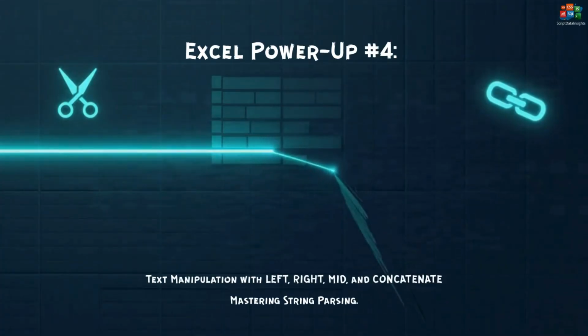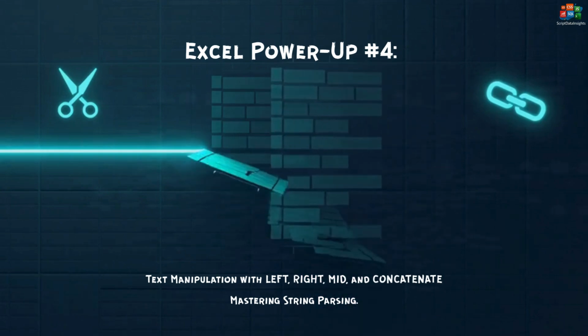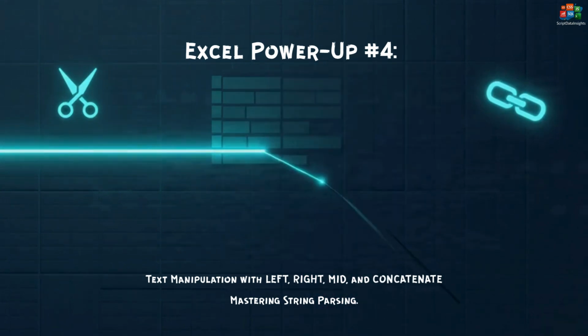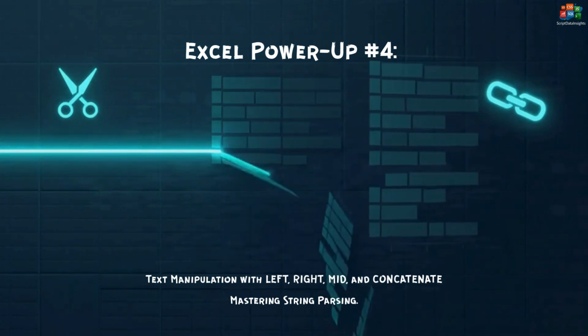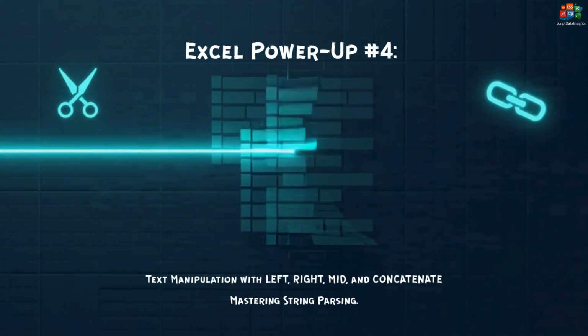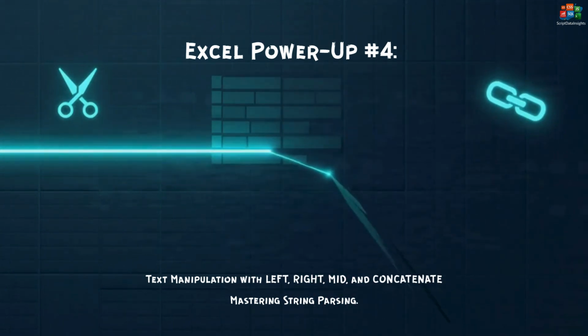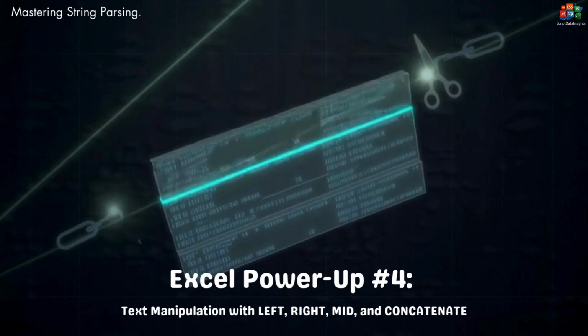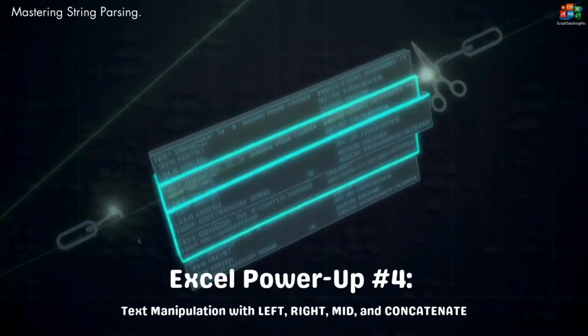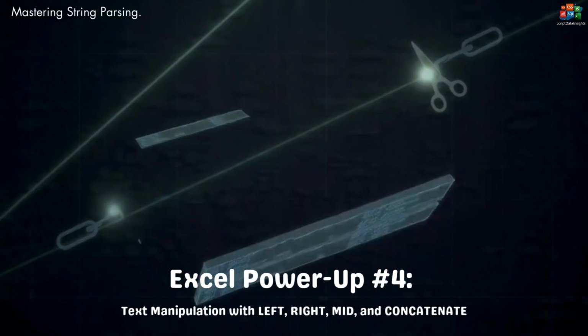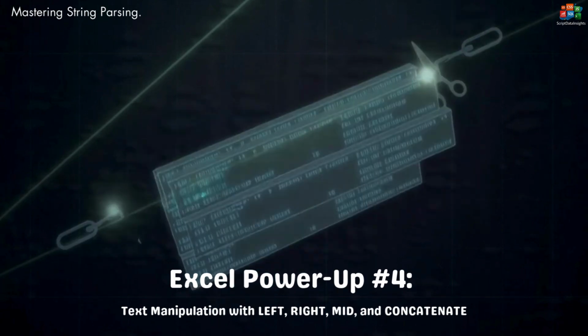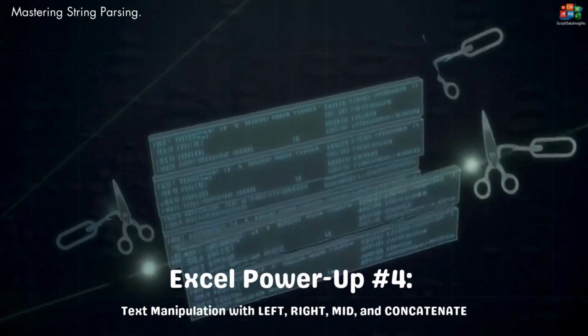This is episode 4, and today we're tackling one of the most common, real-world data problems: text manipulation using the essential functions LEFT, RIGHT, MID, and CONCATENATE. This module is all about mastering string parsing, giving you the control to separate and combine text exactly how you need it. Let's start transforming messy data right away.